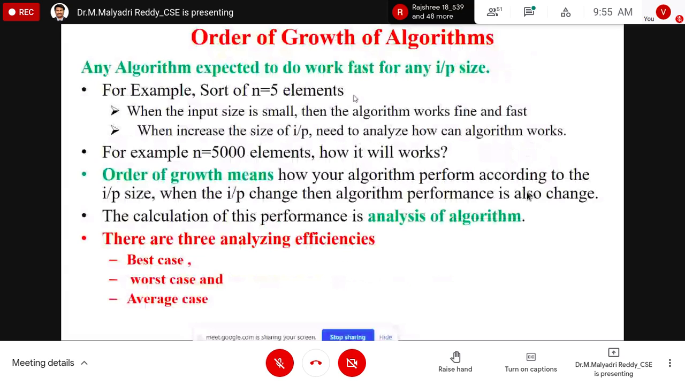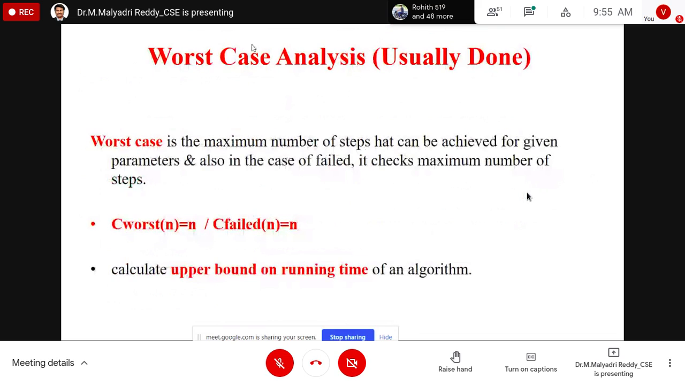Order of growth of an algorithm means that depending on its inputs, the complexity will vary with respect to the inputs. Generally this order of growth is decided by using the best case, worst case and average cases. Worst case means it will take the maximum number of steps to achieve our goal. It gives the upper bound. Upper bound is nothing but the worst case of the algorithm.